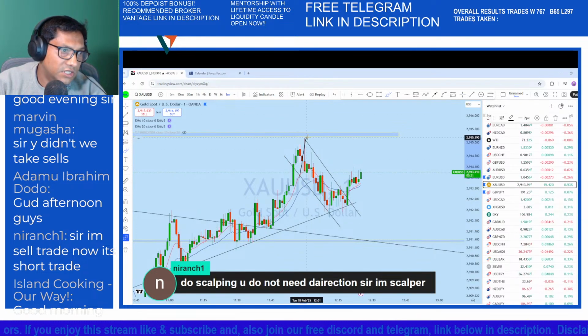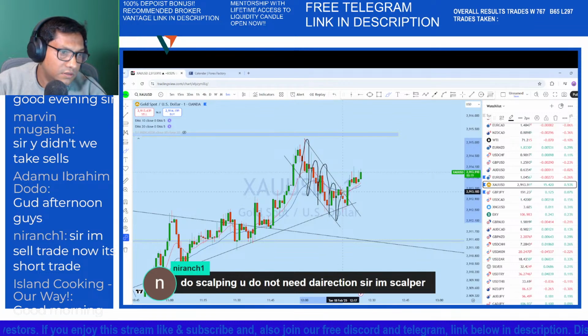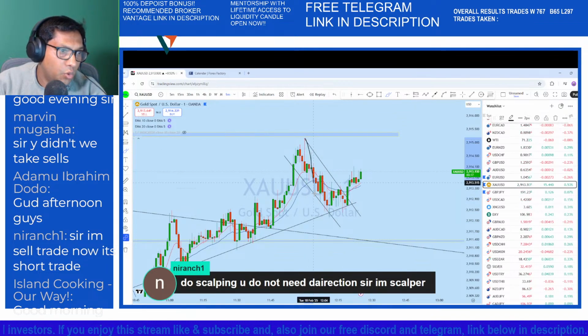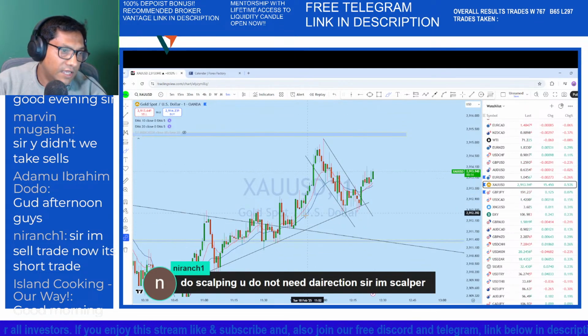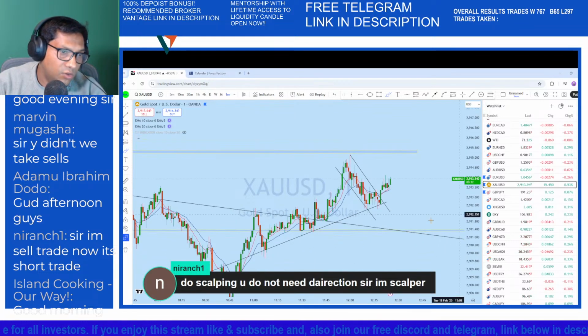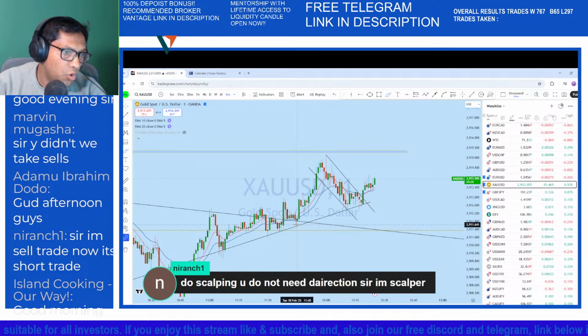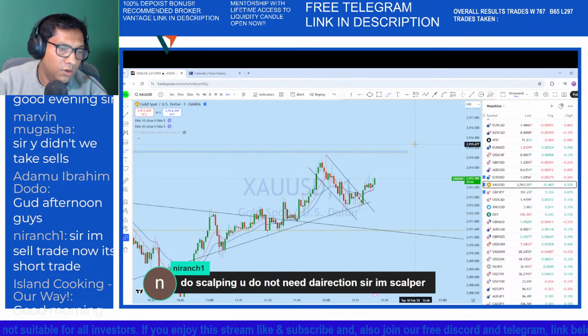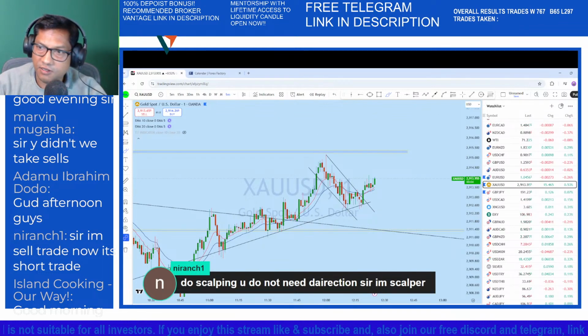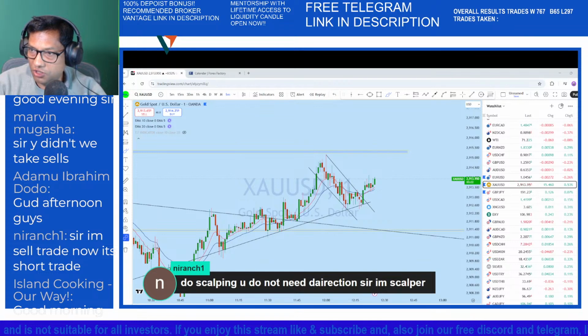So you can see that this is the market in a pullback, and that's why when we are trading, we always need to look for a potential move in the direction of the flow, and that's key to find a better trading opportunity.